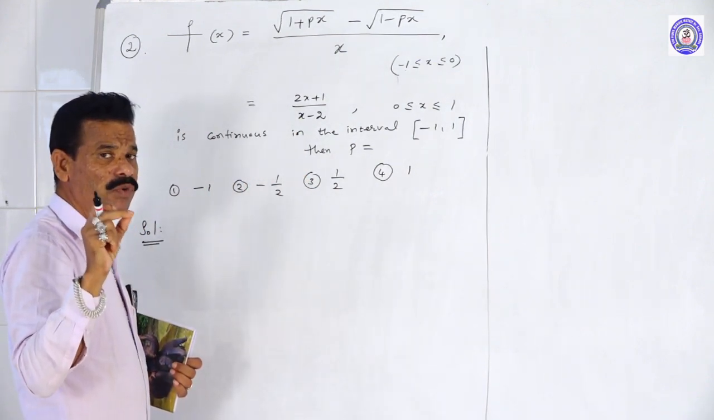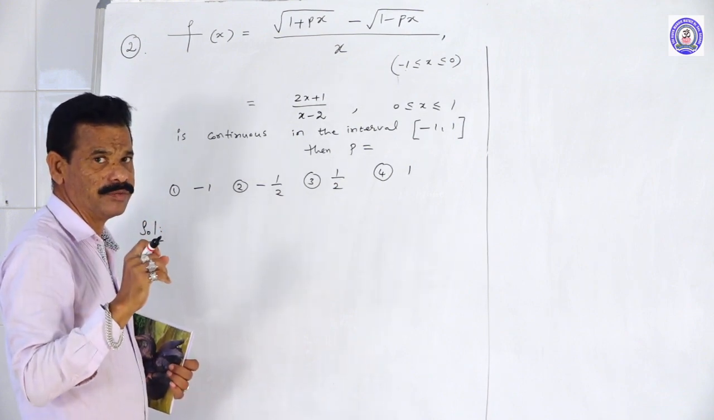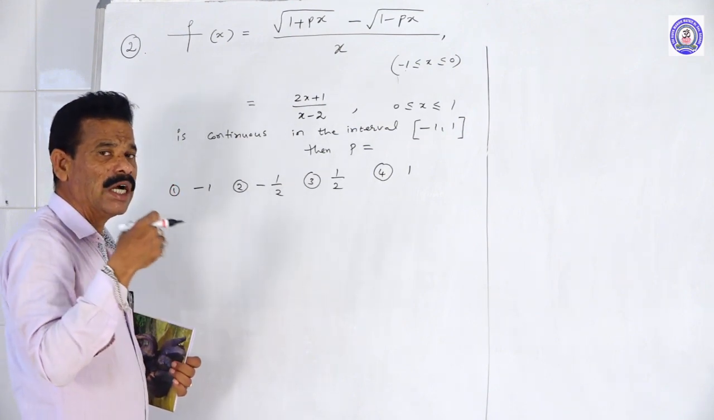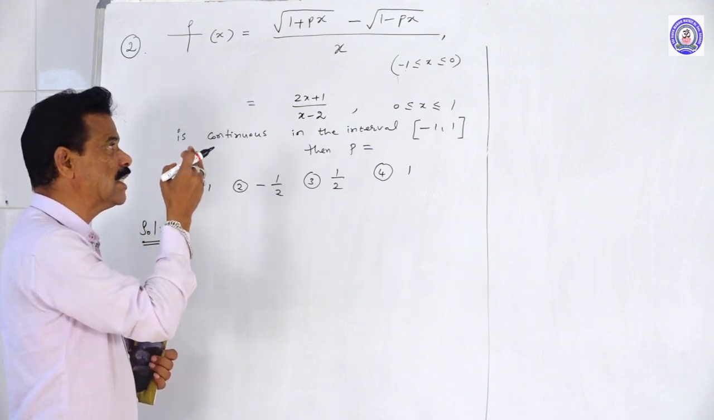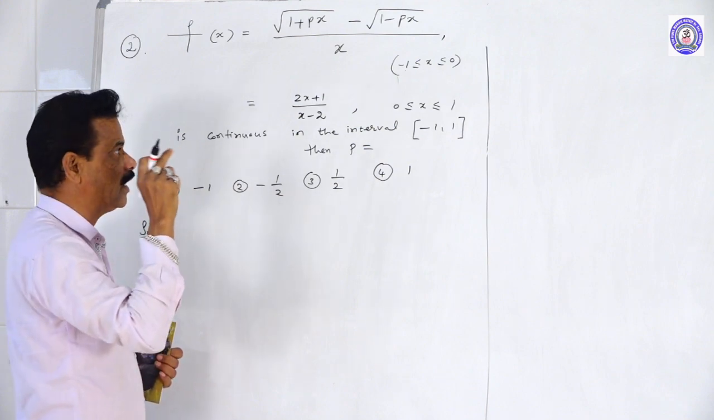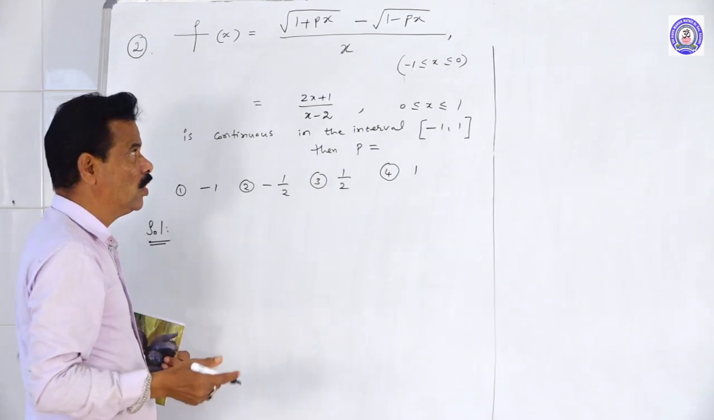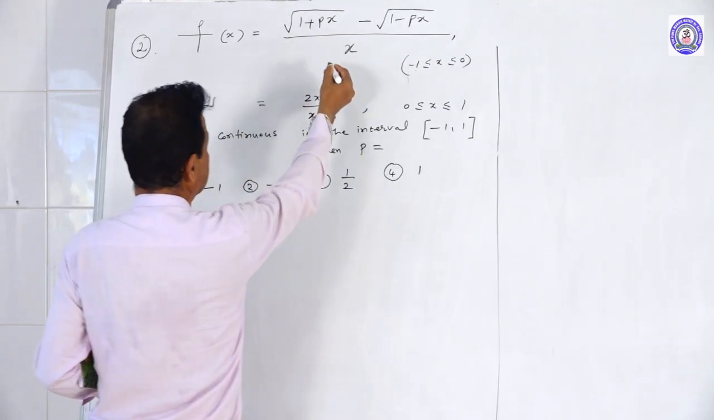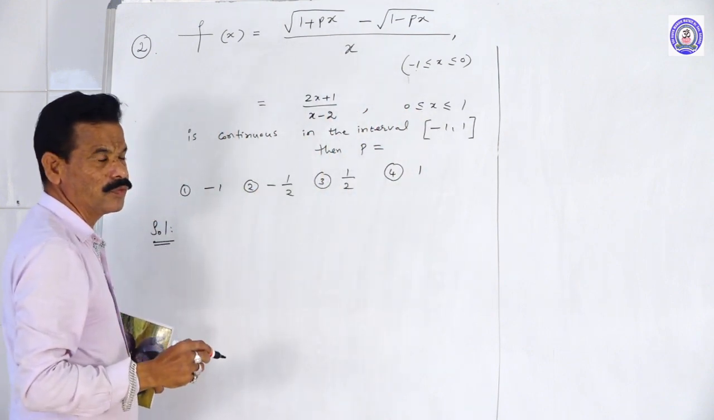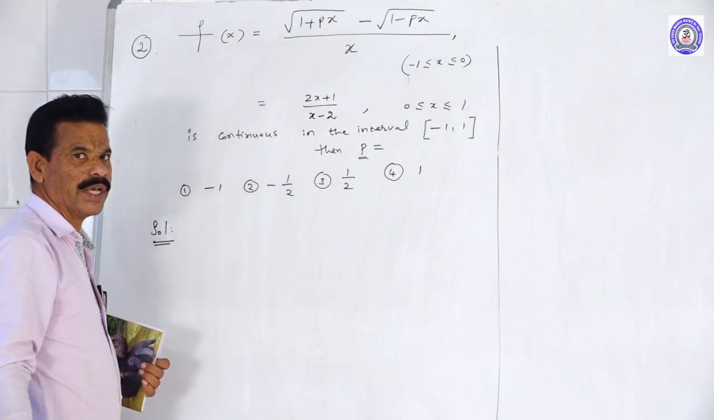A function is called continuous when the left hand limit equals the right hand limit. So we take the left hand limit and right hand limit. Left hand limit means x tends to 0 minus. Here another case, right hand limit x tends to 0 plus. So 0 minus case this function, 0 plus case this function. If both are equal, then we find the value of p. What is the p value here?